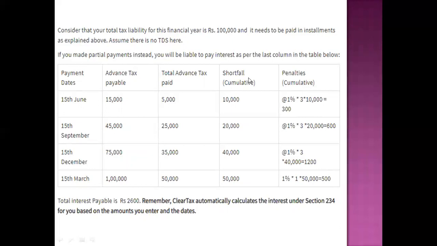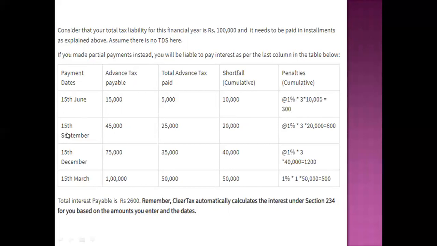Then the shortfall amount, the 10,000. So the calculation is very clear here. The rate of interest 1% into the number of months, that is 3, into the shortfall amount. The amount is 300 for the first installment. For the first installment of the advance tax, his penalty will be 300.